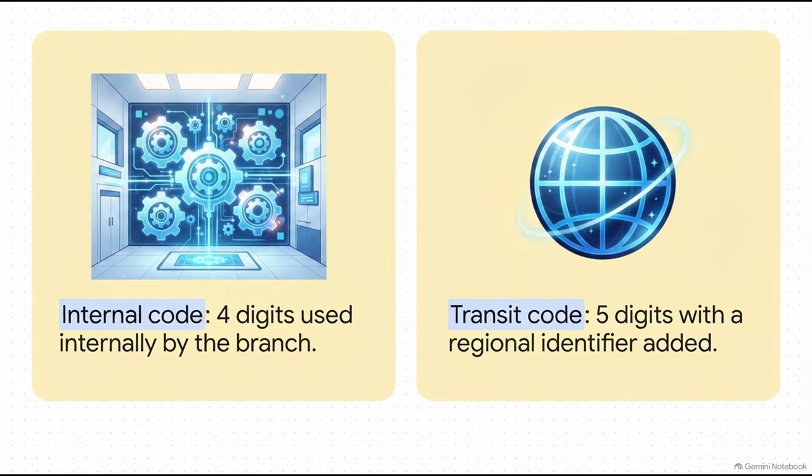So, how do they bridge that gap? Well, they add a regional identifier as the 5th digit. For example, if a branch is located in Ontario, the system adds a 2 to the very end. So an internal branch code of 2326 becomes an external transit code of 23262. If a transfer keeps getting rejected in Canada, it's highly likely you're accidentally using that 4-digit internal code instead of the proper 5-digit transit number.